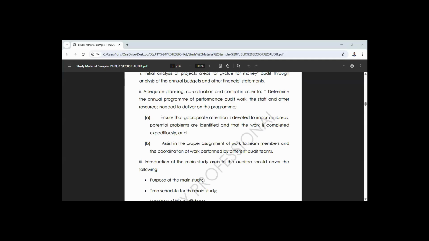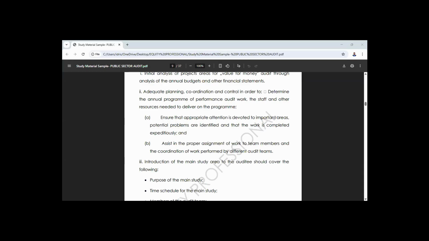So we are talking of steps involved in value for money audit. Initial analysis of the project area: which area of government resources or government activities do you want to audit? You have to state it. After that, you need to do adequate planning for the value for money audit.